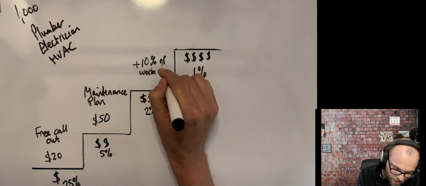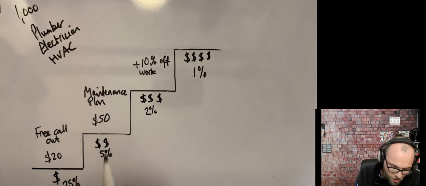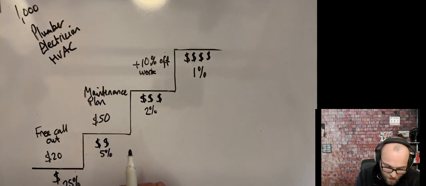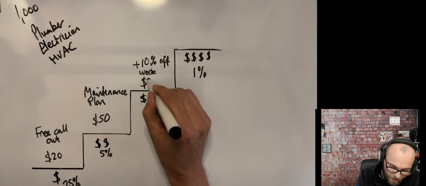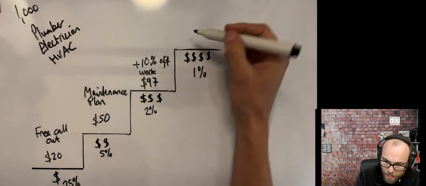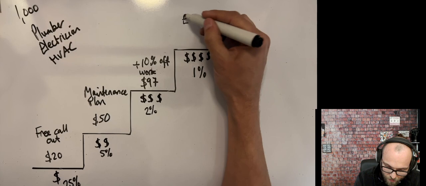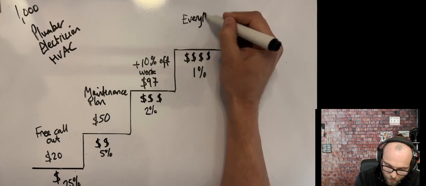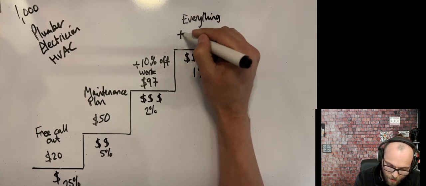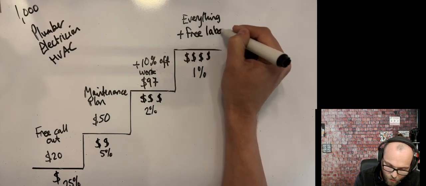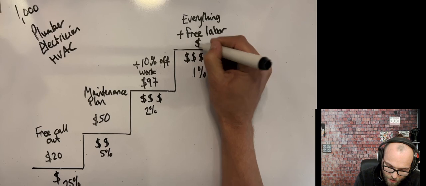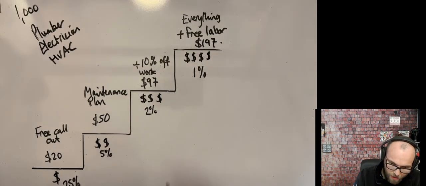Now, you know as well as I do, if you're replacing your HVAC or electricity, you need wiring done, that's going to be expensive. So let's say you charge $97 a month for this. Next stage, you get everything before, but you get any labour for doing any of the jobs included, and that's $197.